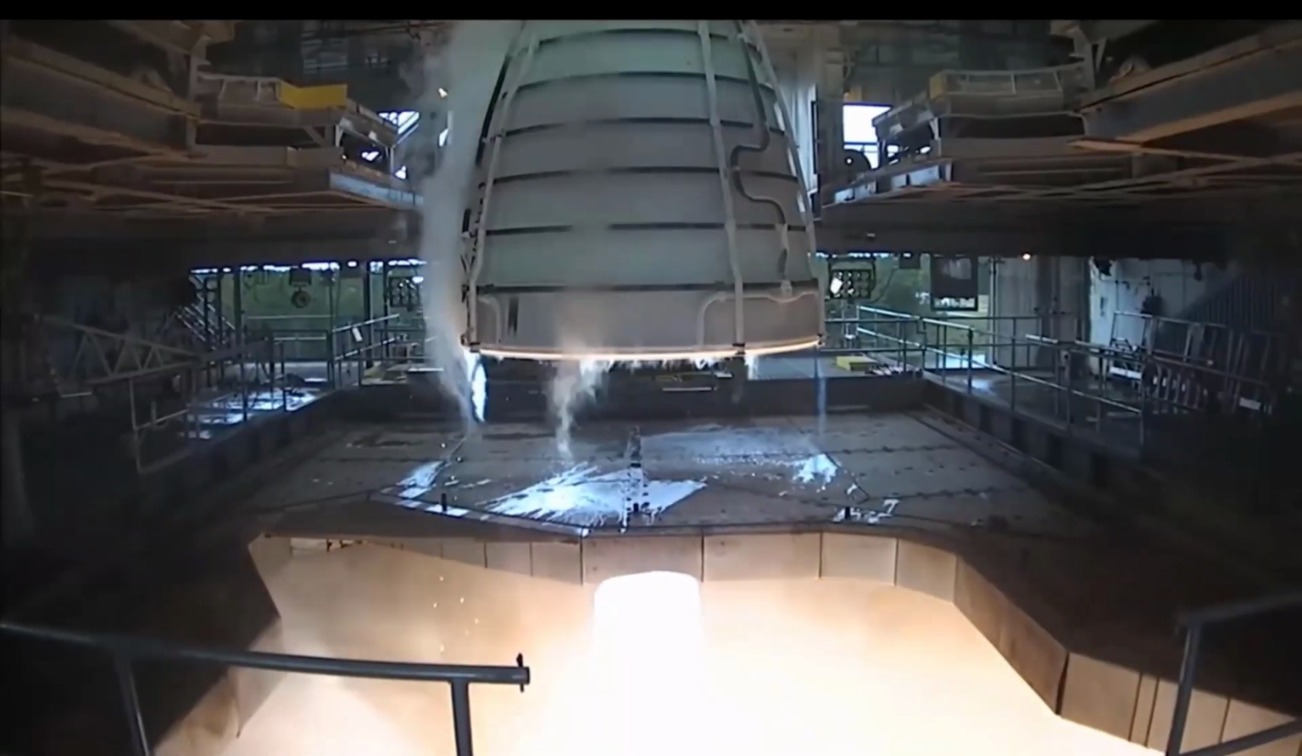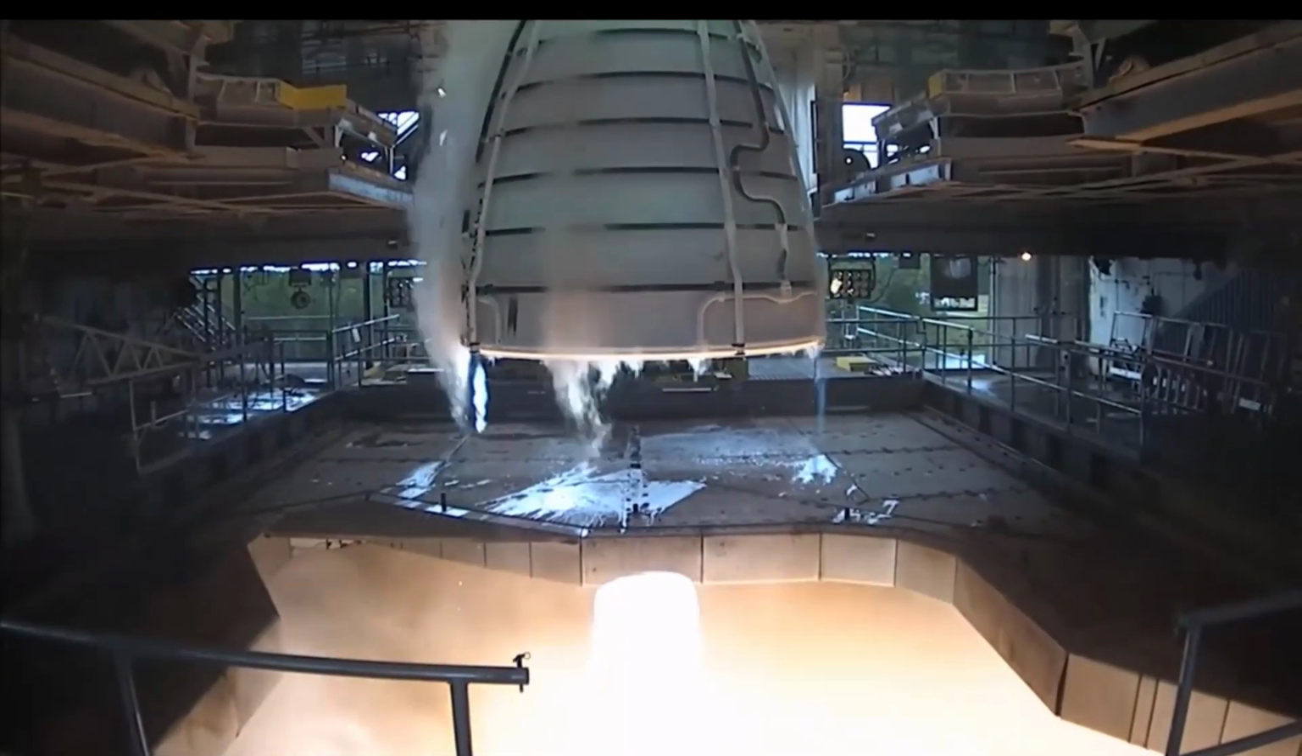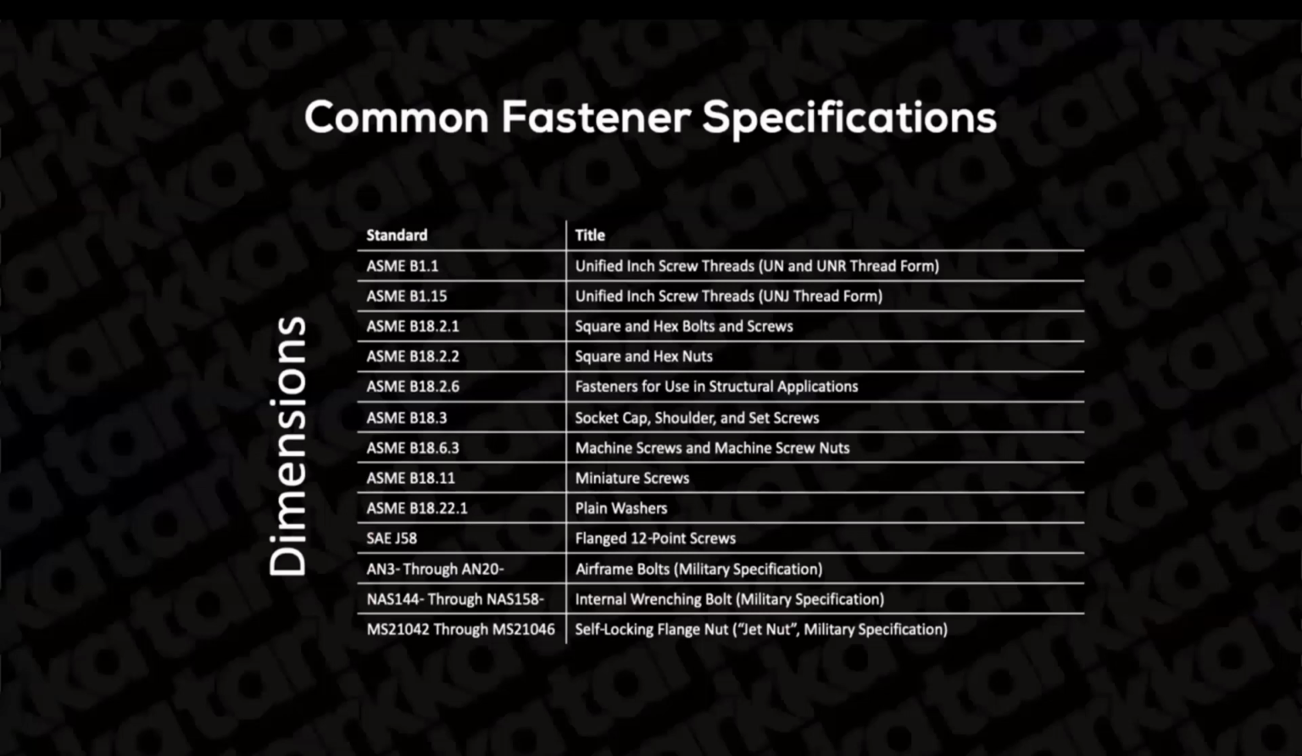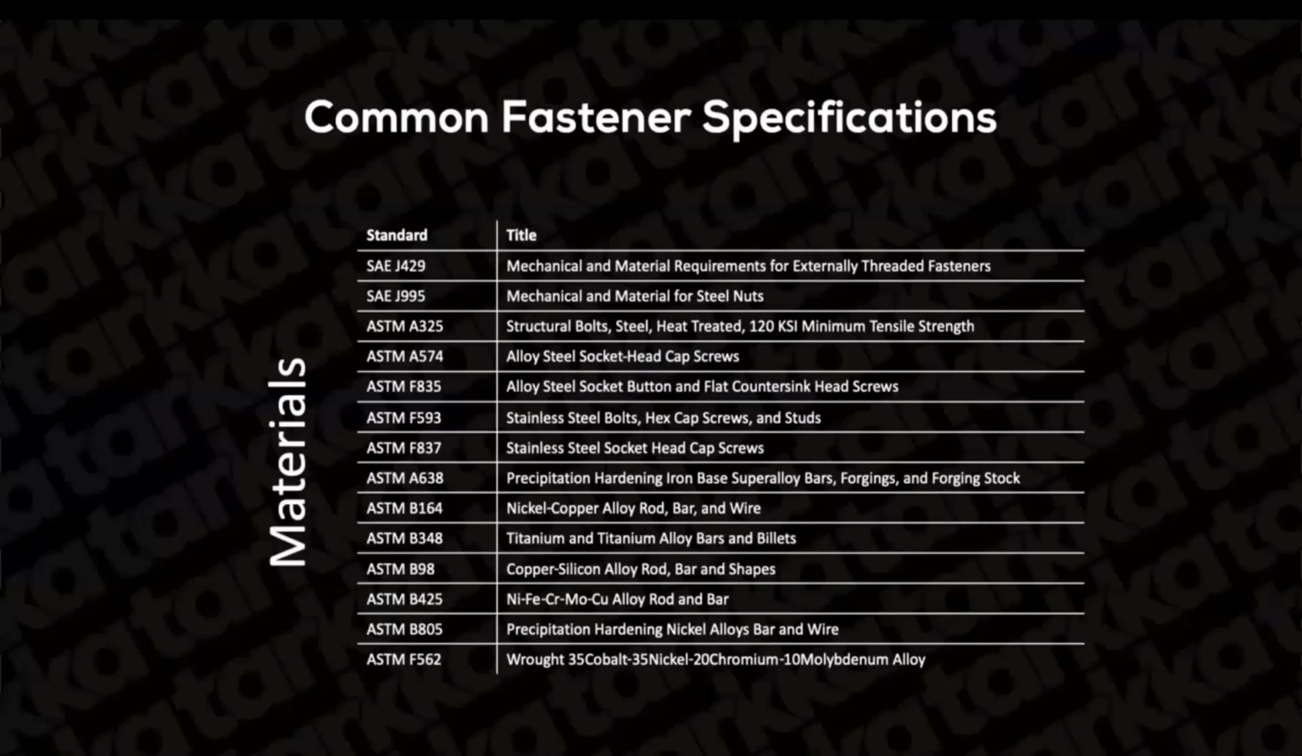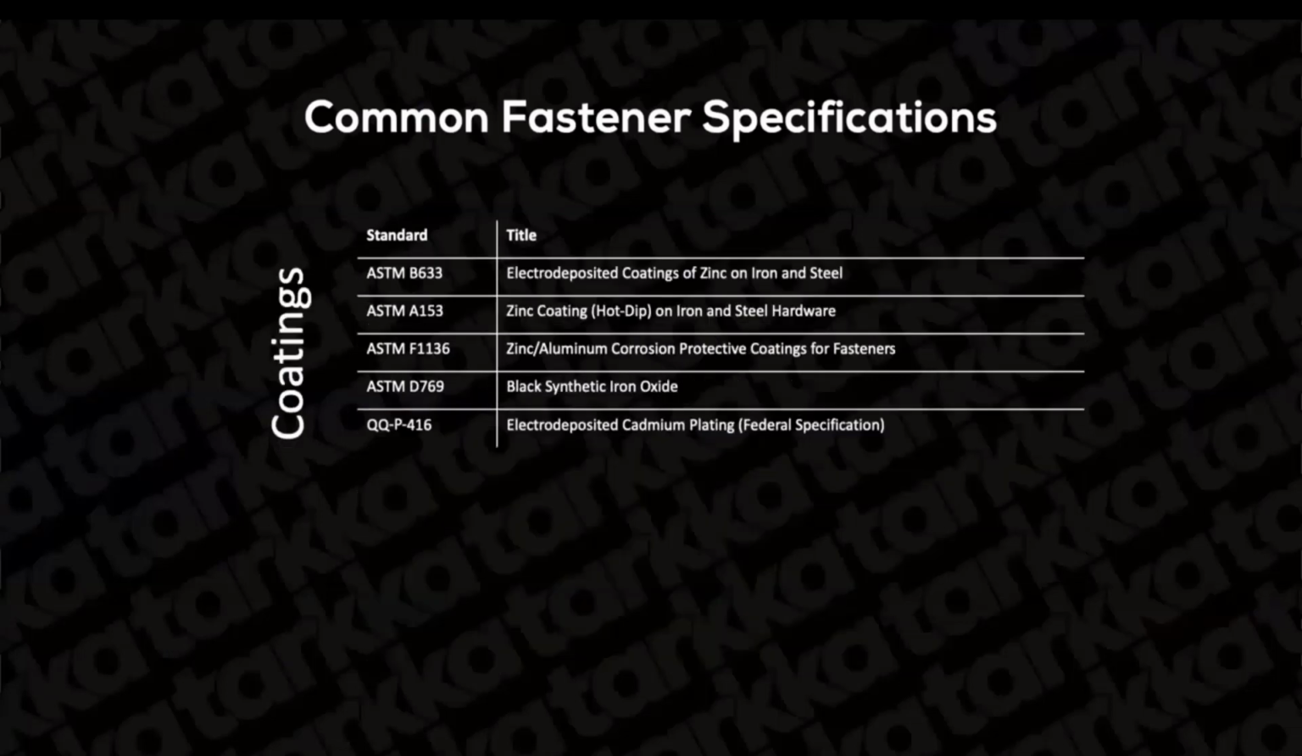Nickel-based alloys like Inconel and Hastelloy are also used in the most demanding applications. Material and coating specifications are defined by standards, such as ASTM, NAS, AS, and SAE, or the former MIL and AN specs. Metric fasteners are defined by ISO or DIN specifications.